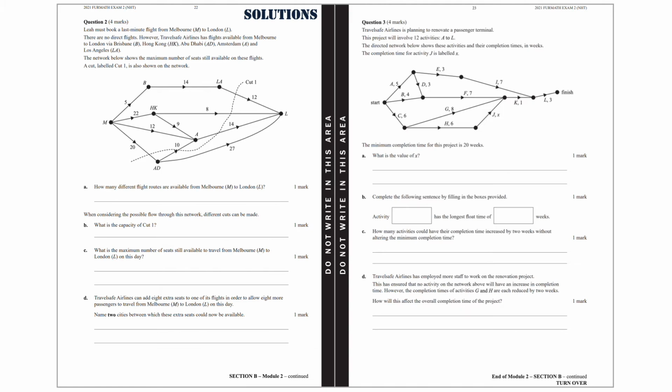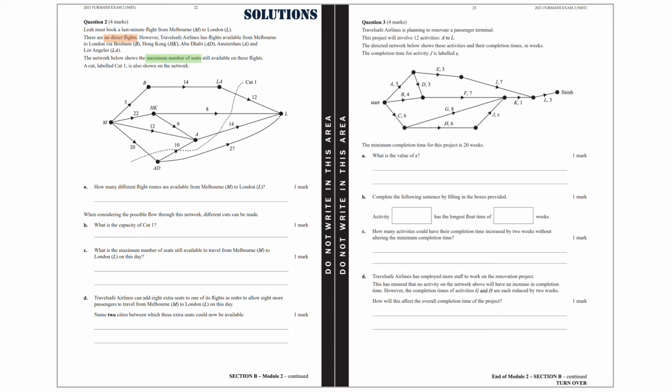Question 2. Leah must book a last-minute flight from Melbourne to London. There are no direct flights. However, TravelSafe Airlines has flights available from Melbourne to London via Brisbane, Hong Kong, Abu Dhabi, Amsterdam, and LA. The network below shows the maximum number of seats still available on these flights. A cut, labeled Cut 1, is also shown on the network.